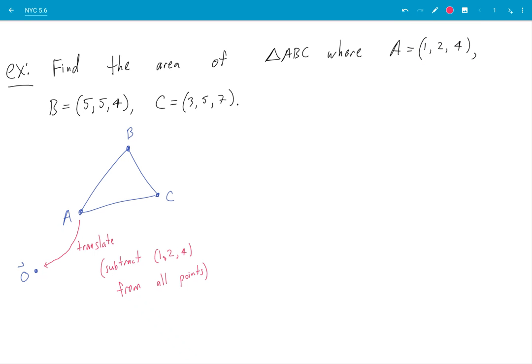So we'll get, we'll say A prime is now 0, 0, 0, right? B prime is 4, 3, 0. C prime is 2, 3, 3. Let me double check that. 4, 3, 0, 2, 3, 3.